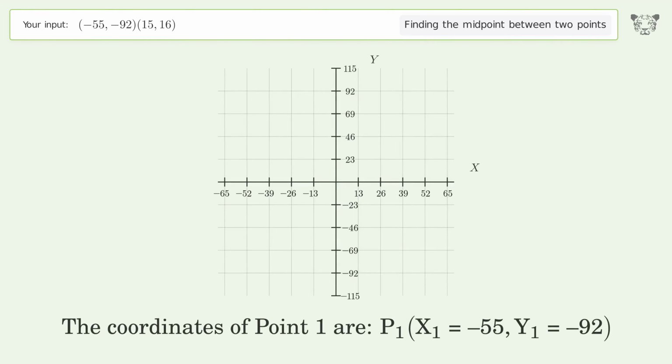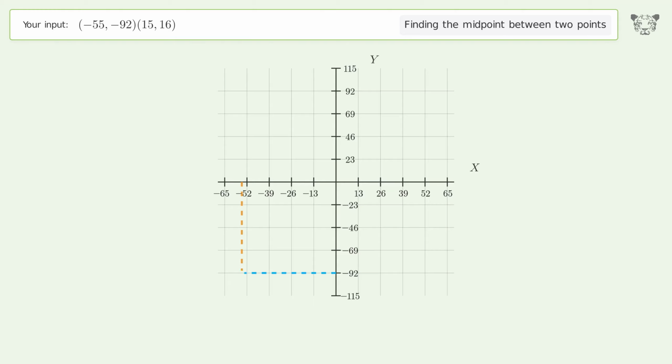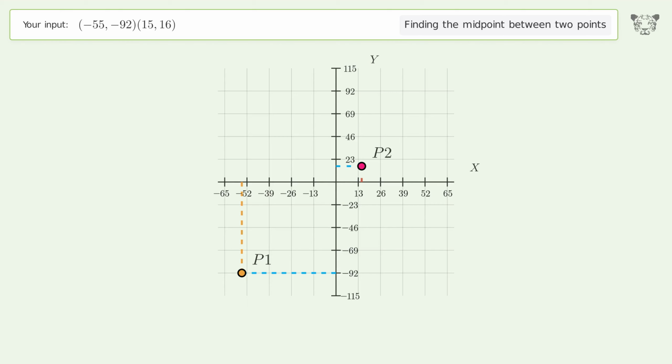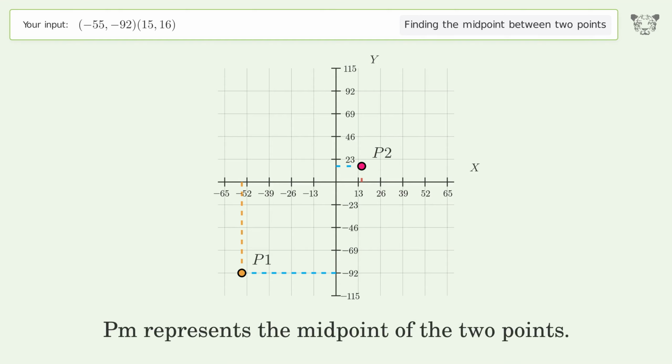The coordinates of point 1 are, x1 equals -55, y1 equals -92. The coordinates of point 2 are, x2 equals 15, y2 equals 16. PM represents the midpoint of the 2 points.